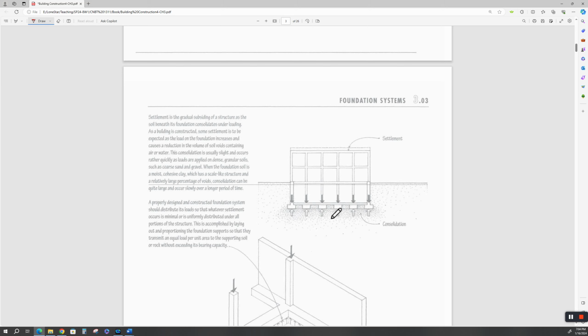Now, as we remove the soil from this area, we remove the soil from this area.